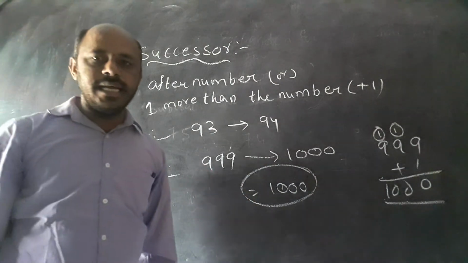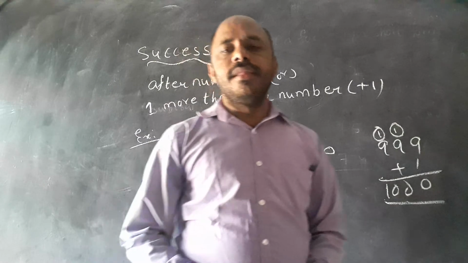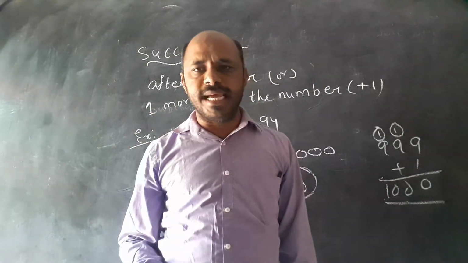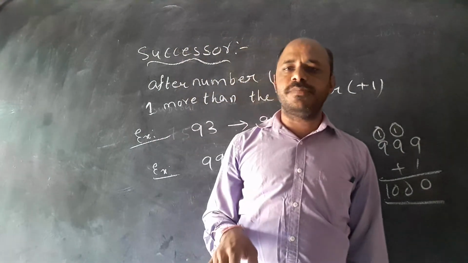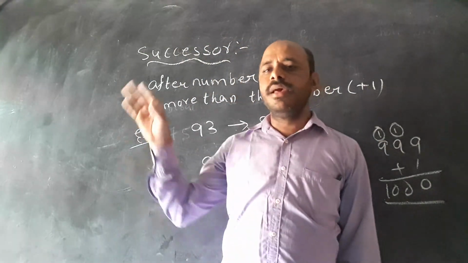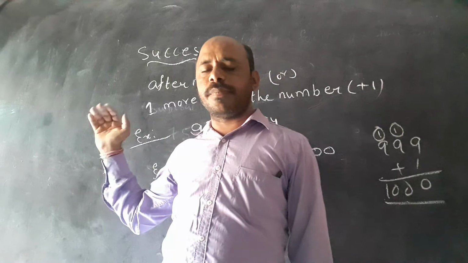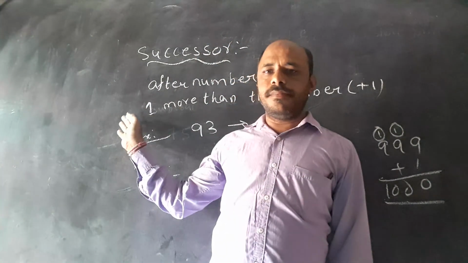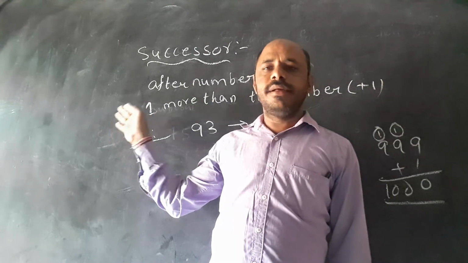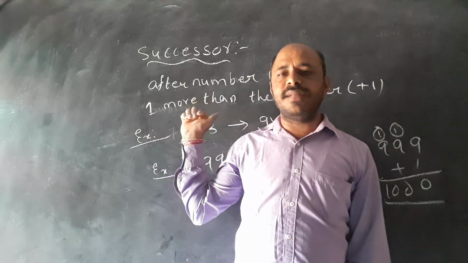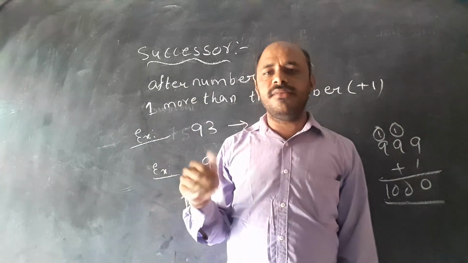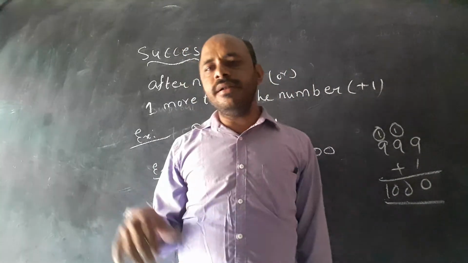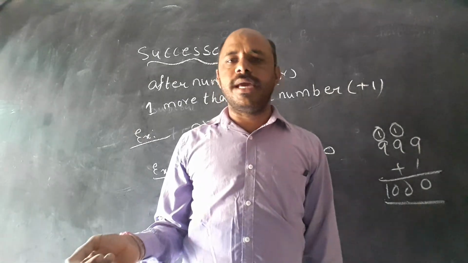Okay children, today what did I tell? In numerical form, how to write the expanded form. Then if the expanded form is given, how to write the short form. Next predecessor, then successor. Predecessor means write the before number, or less than the number. Next, successor. Successor means the after number, more than the number, or we should add 1 to the given number. Okay, thank you.